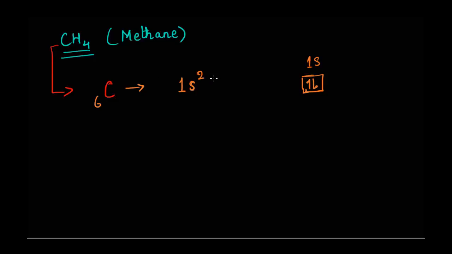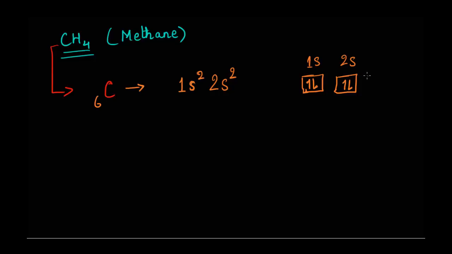Now the other 2 electrons will go to the 2s orbital. So this will be my 2s orbital. Here also I'll have 2 electrons in the 2s orbital. So here I have 1 electron, the other one with the opposite spin.